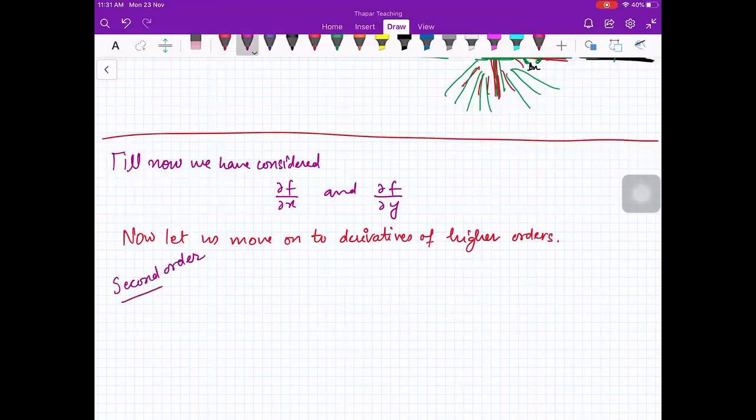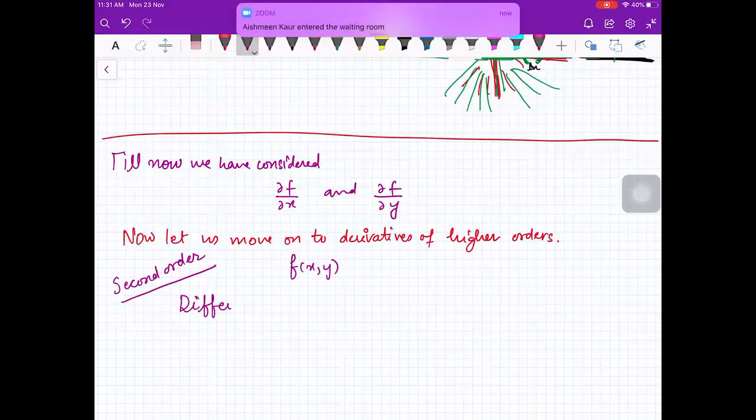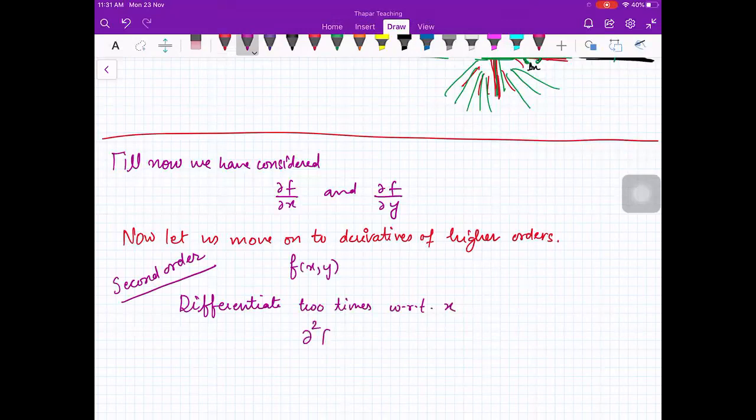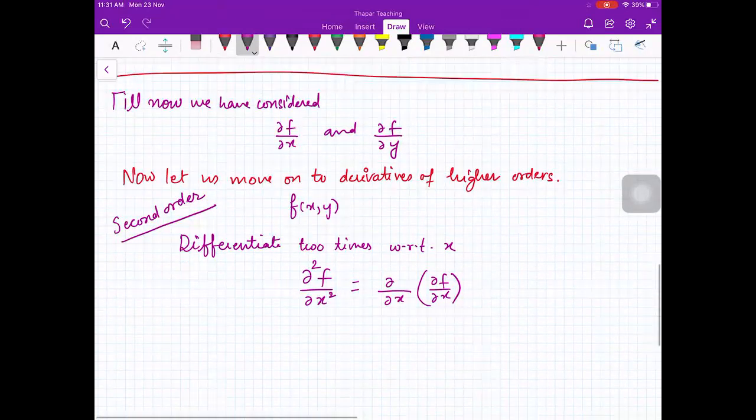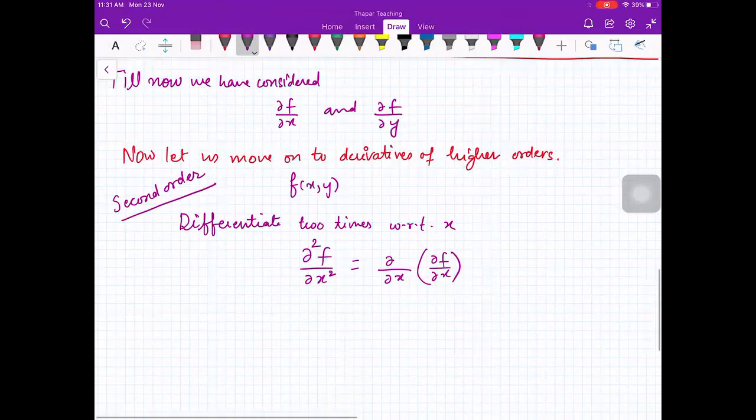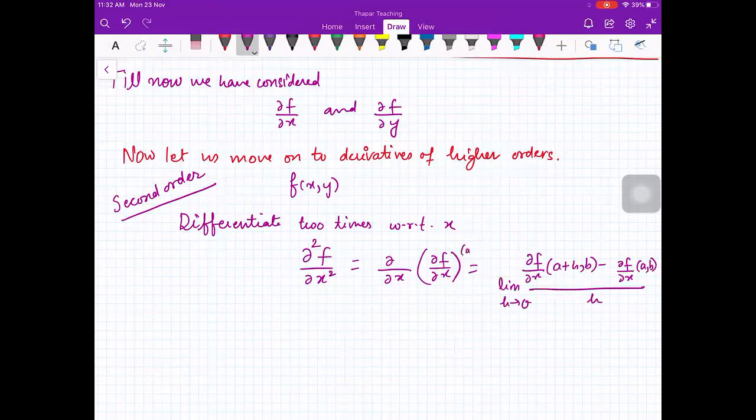So what is the possibility? Possibility is, you have a function f of x, y. So you differentiate two times with respect to x. So it means that you are saying curly 2f by curly x square. The definition is curly by curly x of curly f by curly x. So you can write it as curly f by curly x at (a plus h, b) minus curly f by curly x at (a, b), upon h, limit h going to 0, if you are computing it at a point (a, b). Is that clear to everybody?